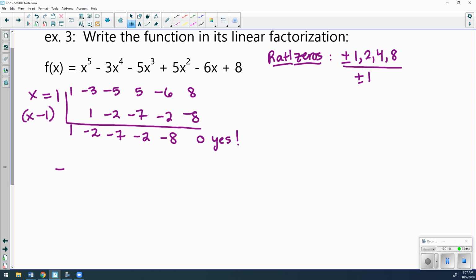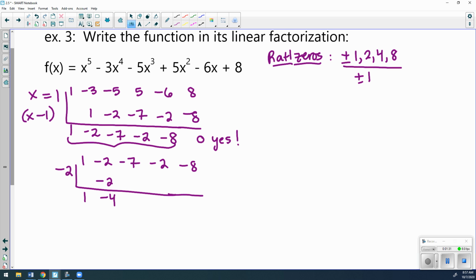Now I'm going to try -2, and I'm going to do that on the depressed polynomial. So notice how I'm transferring all of this down. In fact, I could have done the synthetic division right off of that. So here I am again doing synthetic division. This is going to give me -4, and then that gives me +8, which gives me 0 when I add. Woohoo, I found another zero. And actually I found another factor as well, x plus 2.